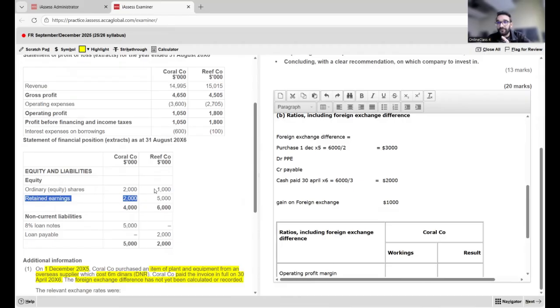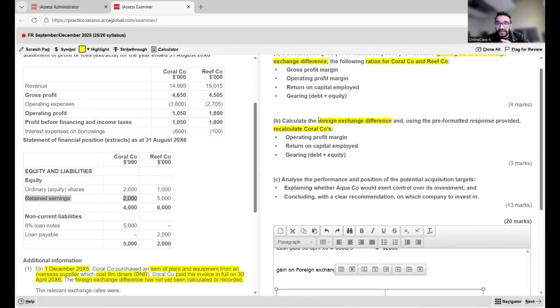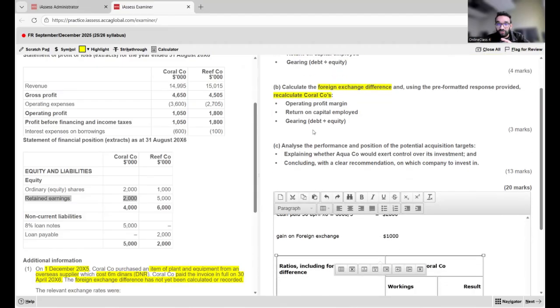Remember, this is very important. If you are only increasing the profits, you might correctly calculate the operating profit margin, but from the capital employed perspective, if profits are going to increase because of a gain, let's recalculate. What was the requirement? Calculate the foreign exchange gain, and now you have to recalculate these three ratios.